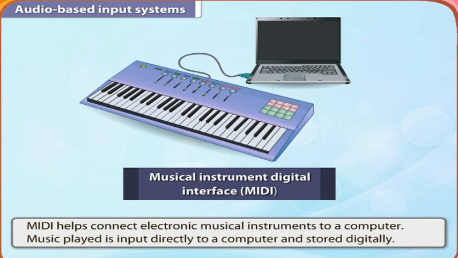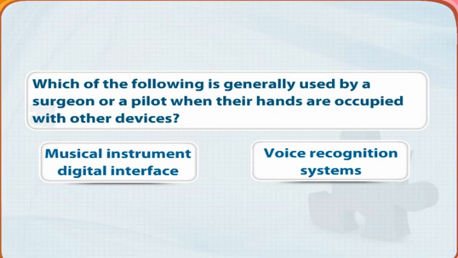Now, try to answer this question. Which of the following is generally used by a surgeon or a pilot when their hands are occupied with other devices? Click the correct option. That's right. The VRS, or the voice recognition system, is used by a surgeon or a pilot when their hands are occupied.